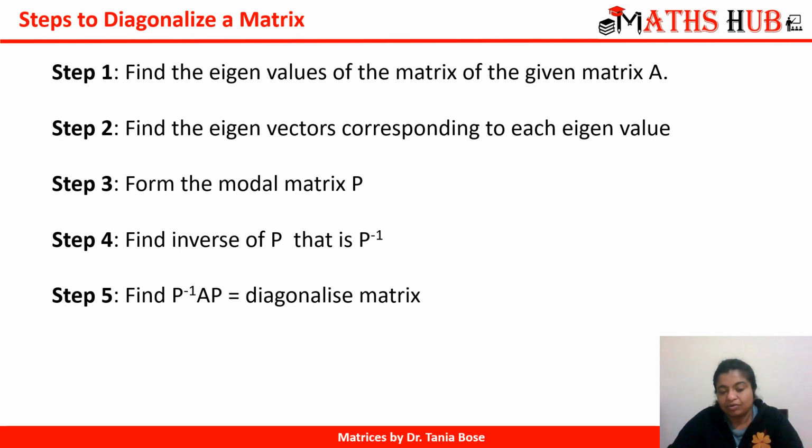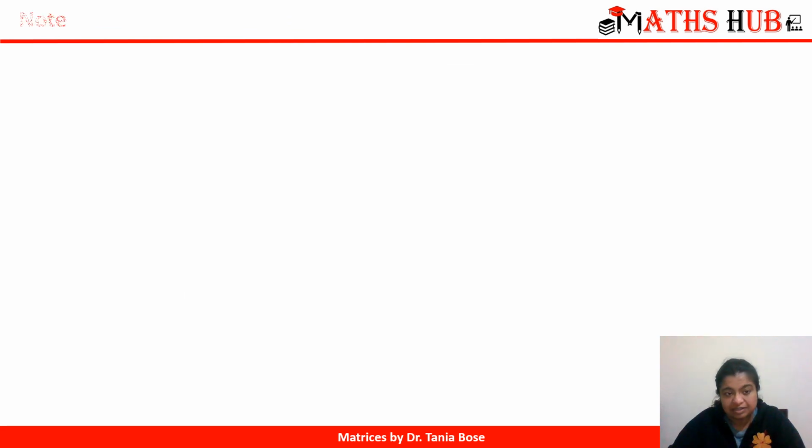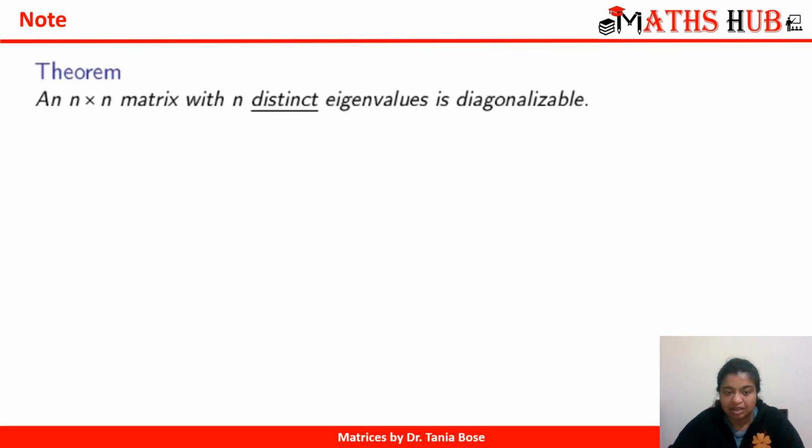Before we go into solving questions on the diagonalization of a matrix, let us see a few results which are very, very important while you are diagonalizing a matrix. The first result is that if we have an n cross n matrix with n distinct eigenvalues, then it is always diagonalizable, right? So if the order of the matrix is n and we get n distinct eigenvalues, then it is always diagonalizable.